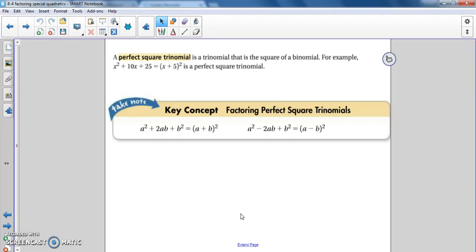B is negative if the binomial terms have opposite signs. So the way we represent this is a squared plus 2ab plus b squared is equal to the quantity a plus b squared. Then if that middle term is negative, that would mean b would be negative in our binomial, so it could also be a squared minus 2ab plus b squared is equal to the quantity a minus b squared.